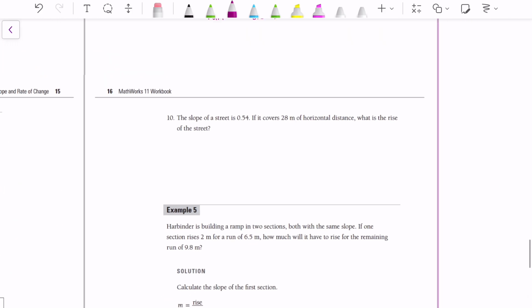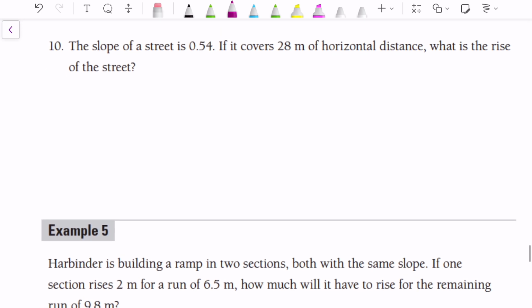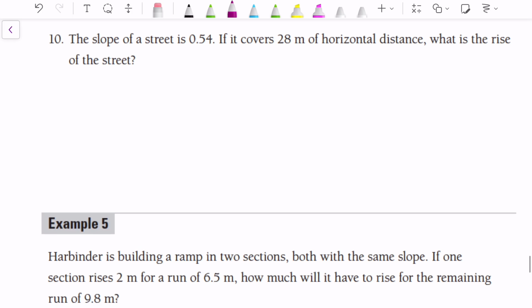All right, one more example, and then we're going to have a couple more questions here. The slope of a street is 0.54. It covers a horizontal distance. Remember, horizontal is actually run. What is the rise?